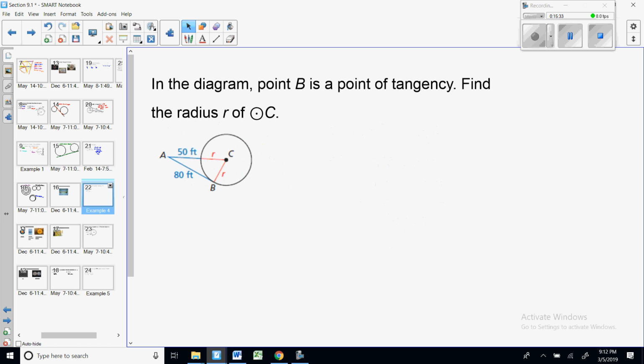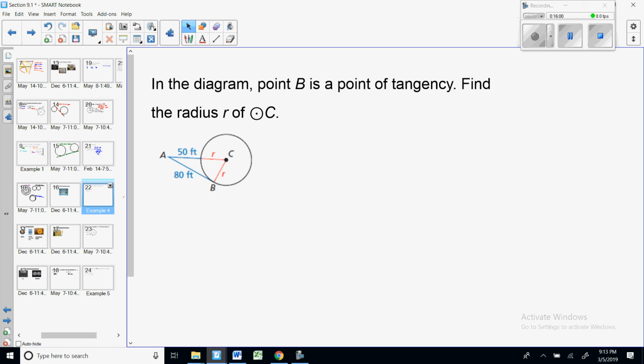Now, that leads us to this problem here. And this time we're going to have to do a little bit of work with quadratic equations in order to get through this problem. Because in our diagram, point B is a point of tangency, and we want to find the radius r of circle C. Now, at first glance, this doesn't look like it's too bad until you have to go through the methods to solve our problem. Because we know that AC is the hypotenuse of our circle.